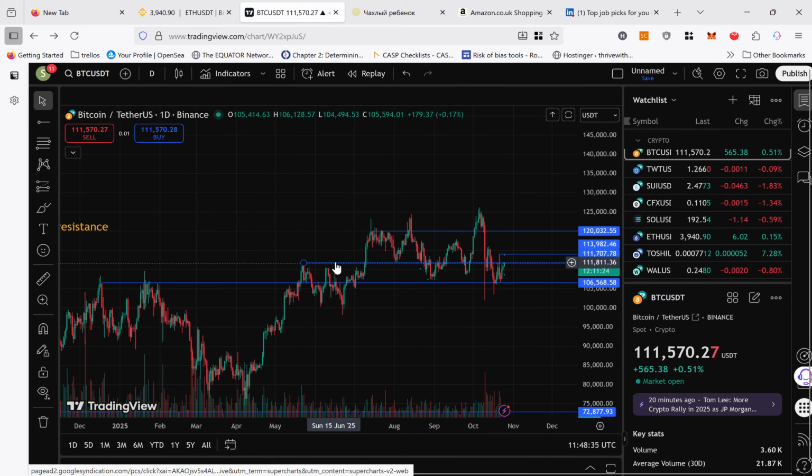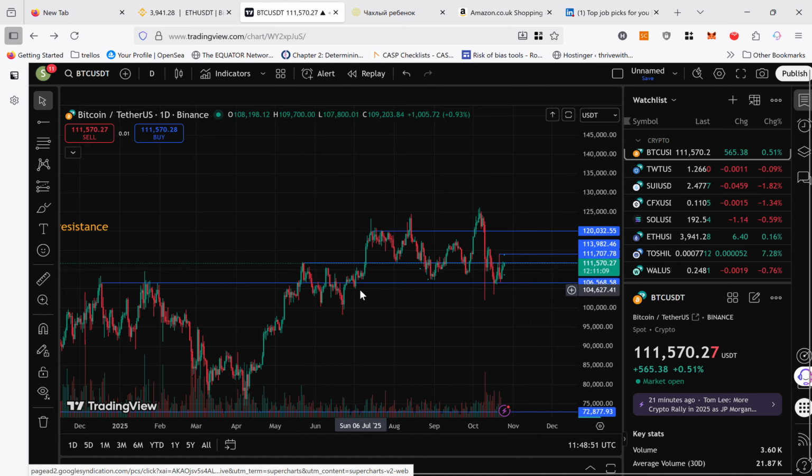This particular level, 111 plus, right here, is a level of resistance. So the instrument was moving below it. Then it became a level of support. The instrument mirrored itself. It became on top. And now it's trying to mirror it again.